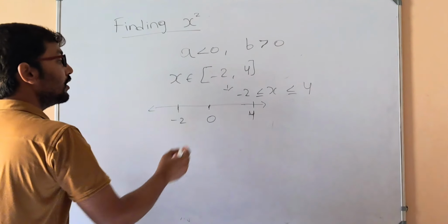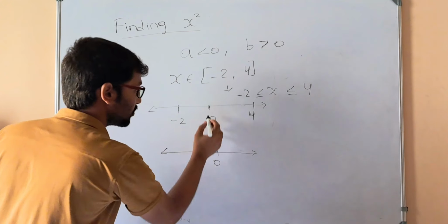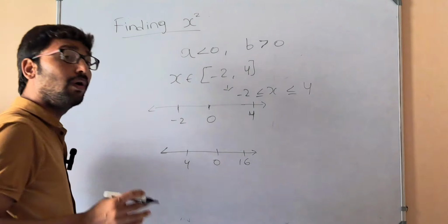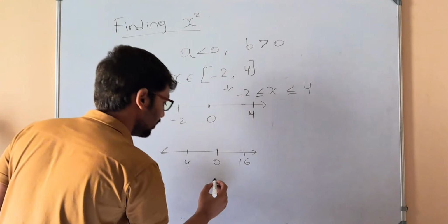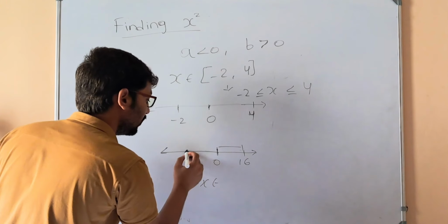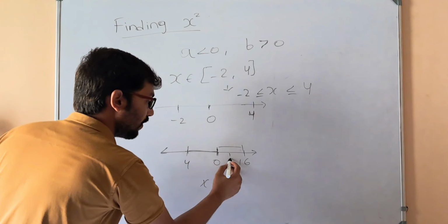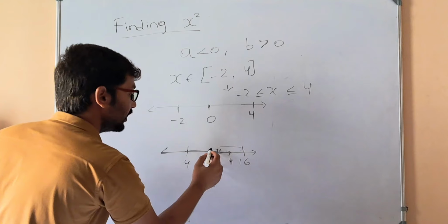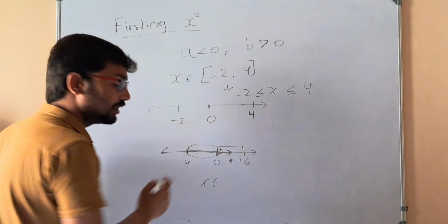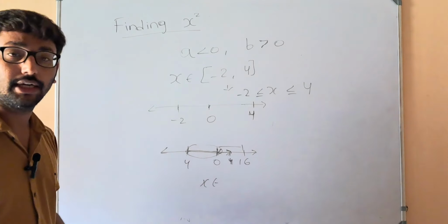If I square, now what will it be? 0 square is 0, minus 2 square is 4 and 4 square is 16. So now x belongs to what? x belongs to 0 to 16 and 0 to 4. Between 0 to 16 there is also 4, right? 0 to 4 is also included here. So no need to write it again. This part is already included here. So 0 to 4 is already included in 0 to 16, so no need to write it twice.